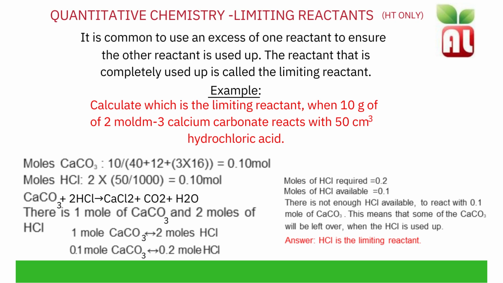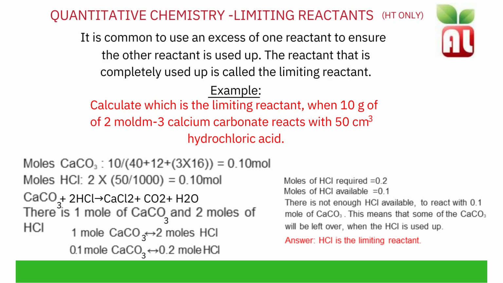An example: calculate which is the limiting reactant when 10 grams of calcium carbonate reacts with 50 centimeters cubed of a 2 mole per decimeter cubed solution of hydrochloric acid. At this point, you want to calculate moles of each substance. A reminder that moles are calculated by doing mass divided by the relative formula mass. So calculating moles of calcium carbonate, you do the 10 grams divided by the relative formula mass of calcium carbonate, which is 100. 10 divided by 100 gives you 0.1 moles.